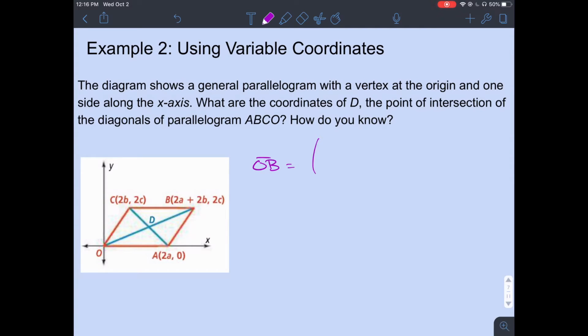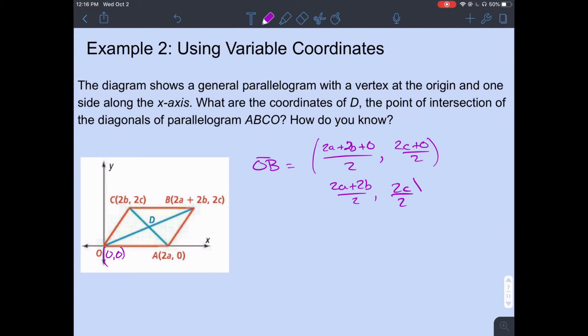So the midpoint, we're going to add our x's. This is going to be 2A plus 2B plus 0 divided by 2. Because remember, this coordinate here at the origin is 0, 0. And then for our y values, it's going to be 2C plus 0 divided by 2. Now, we end up with 2A plus 2B over 2 and 2C divided by 2.